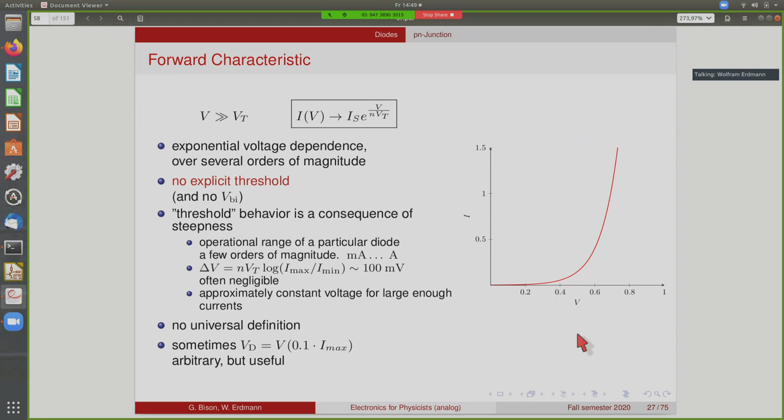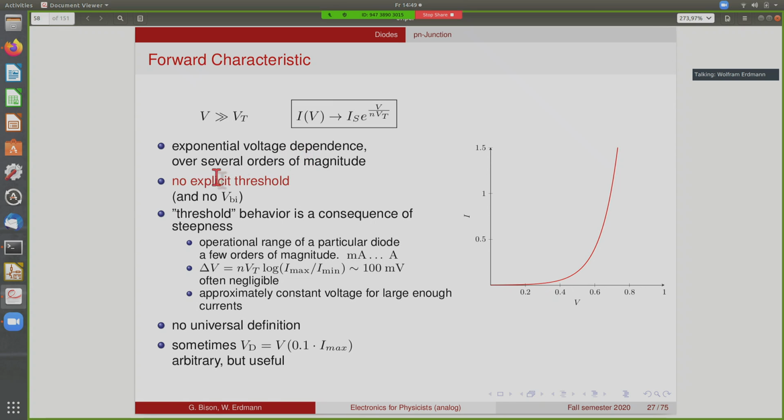So let's focus on the forward characteristic first. So whenever your applied voltage is larger than these 26 millivolts, you can neglect the constant term, and you have this pure exponential behavior. And this is actually valid for several orders of magnitude for these diodes. So the diode behavior is pretty ideal. Not perfectly ideal, but pretty ideal.